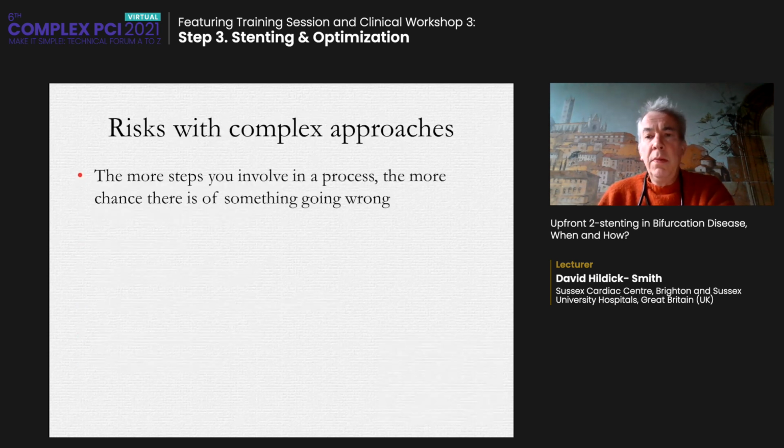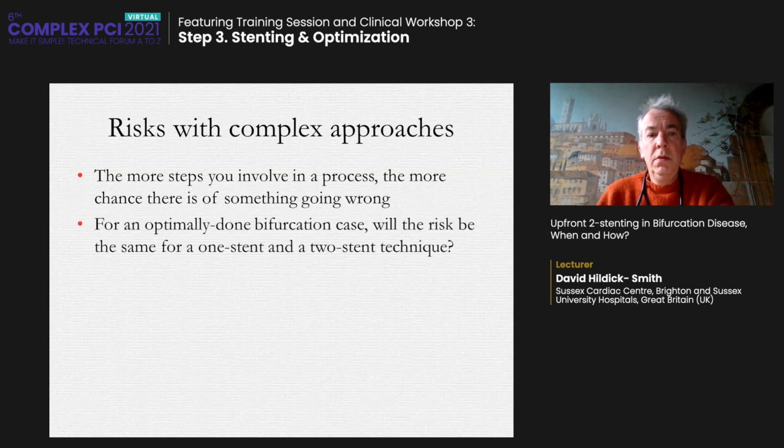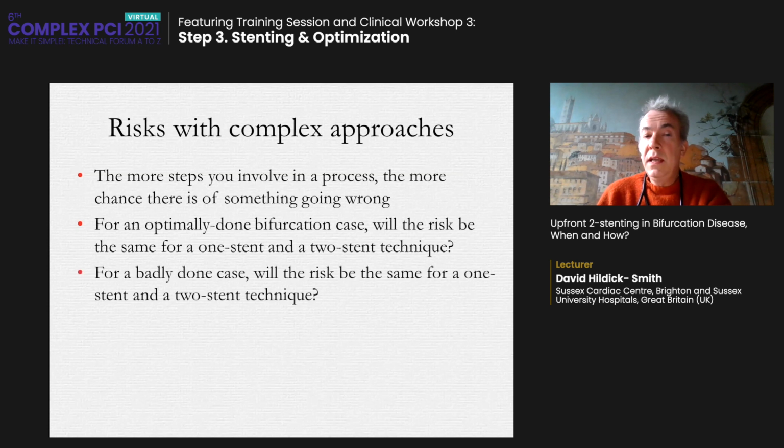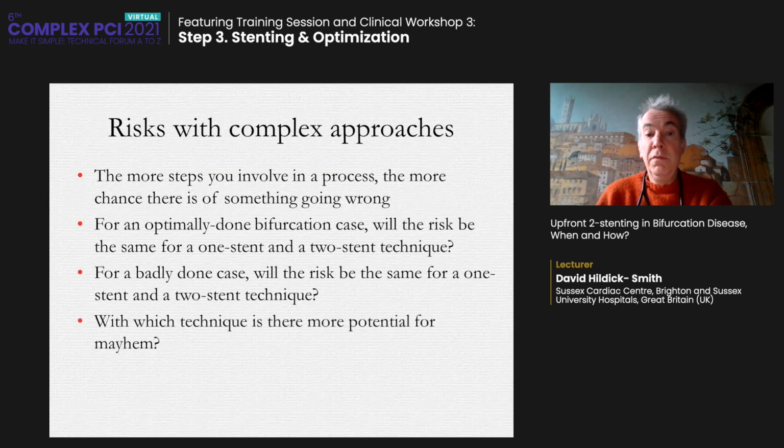So the risks with complex approaches are that the more steps you involve in a process, whatever that process is, in medicine, outside medicine, the more chance there is of something going wrong. So for an optimally done bifurcation case, will the risk be the same for one stent or a two stent technique? Or with a badly done case, is there more opportunity for mayhem with the more complex approach?